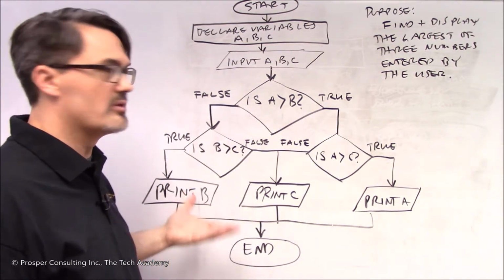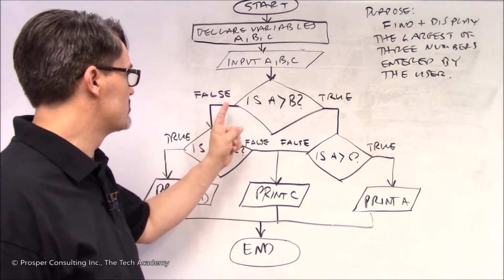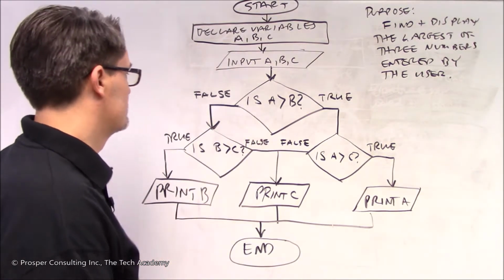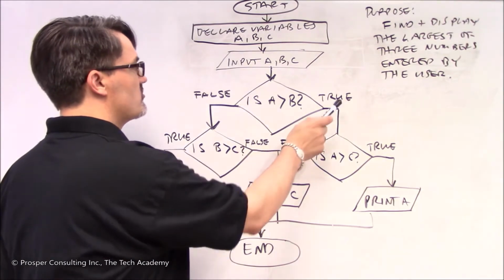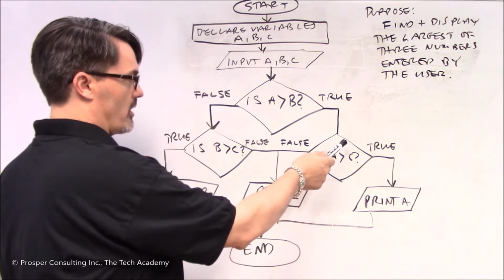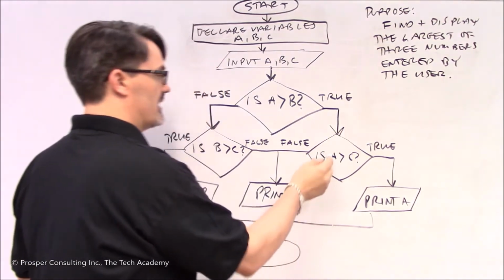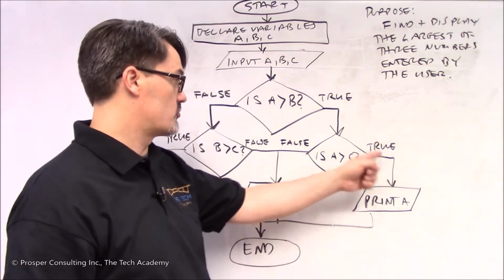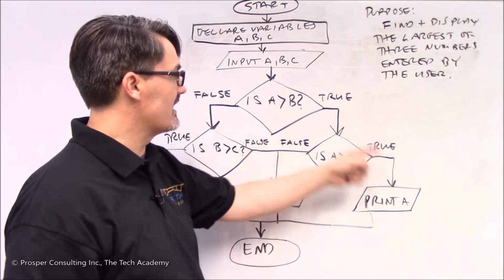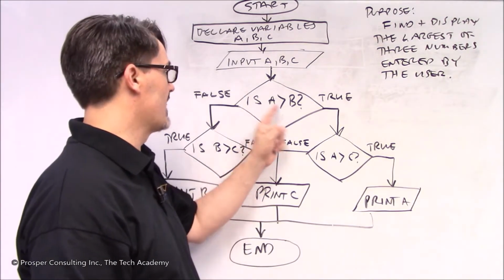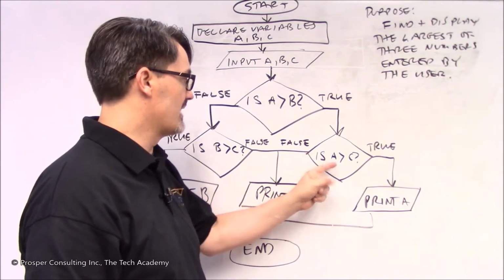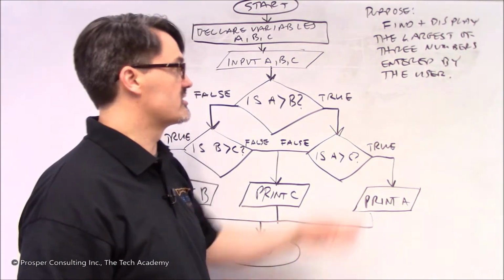There's only 2 possibilities. So, false and true. Excellent. Great. So if it's true, then the computer program next has another decision to make. Is A greater than C? If true, we now know that A is the largest of all the numbers. We've compared A to B, it was larger. We've compared A to C, it was larger. A is the largest of all three numbers.